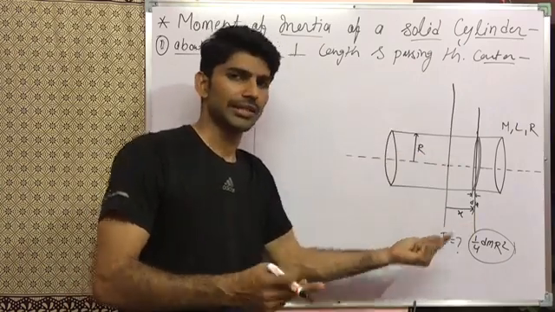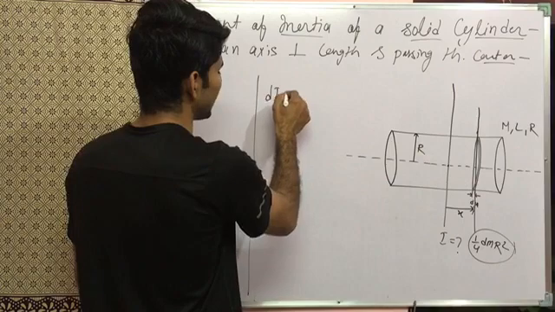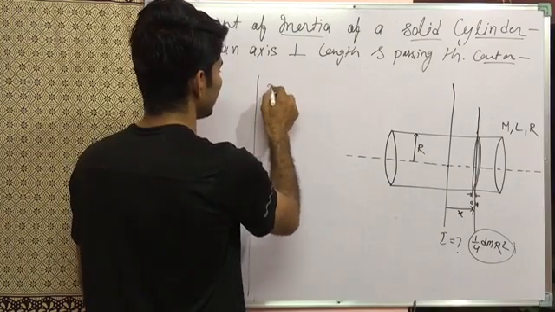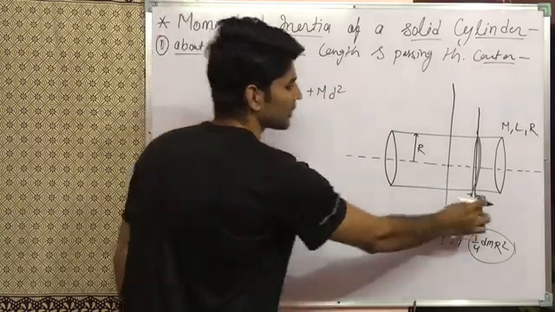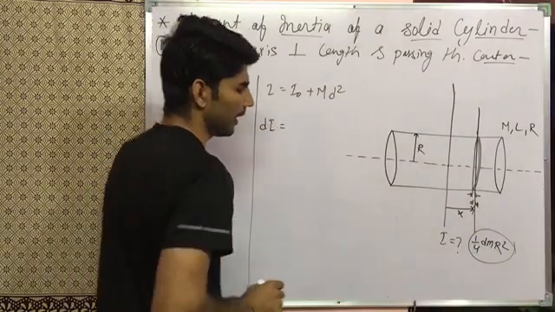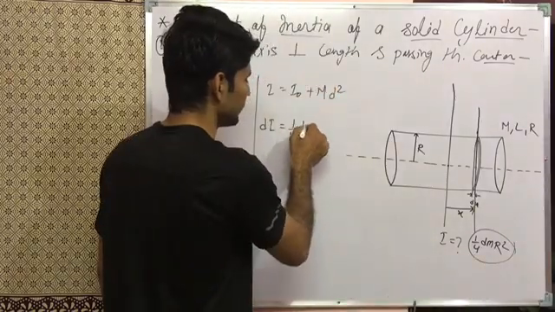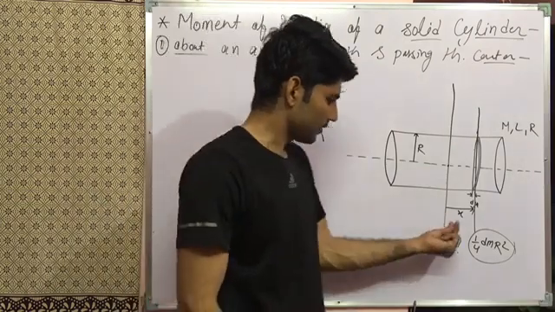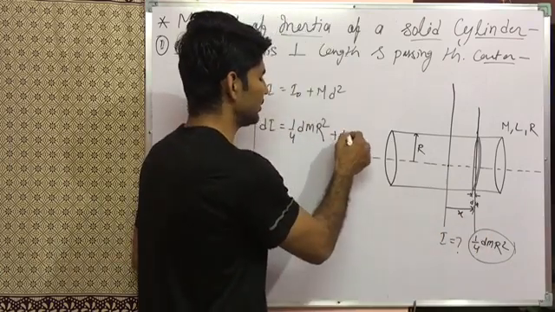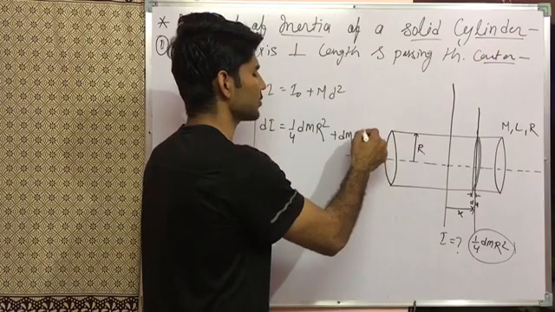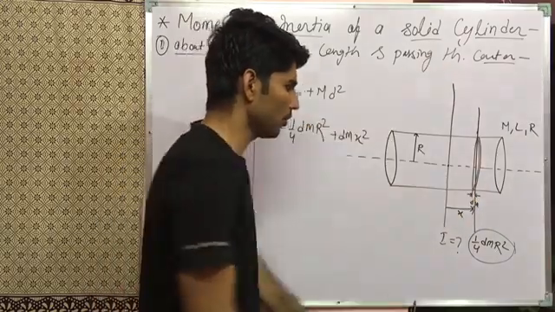But I need the moment of inertia for this small disk component about this axis. For that I use the parallel axis theorem, according to which I can write I equals I naught plus m d square. So the moment of inertia for this small component is dI, the moment of inertia about the main axis is 1 by 4 dm r square, the mass of this disk is dm, and the distance between the two axes is x.